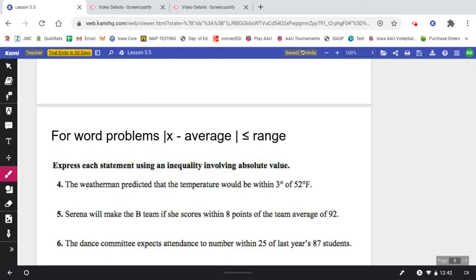Okay, so remember from chapter 3, for the word problems, we always want to do x minus the average or the midpoint is less than or equal to the range, which is the distance from midpoint to endpoint. The weatherman predicted that the temperature would be within 3 degrees of 52. So 52 is my average, so I do x minus 52 is less than or equal to 3.